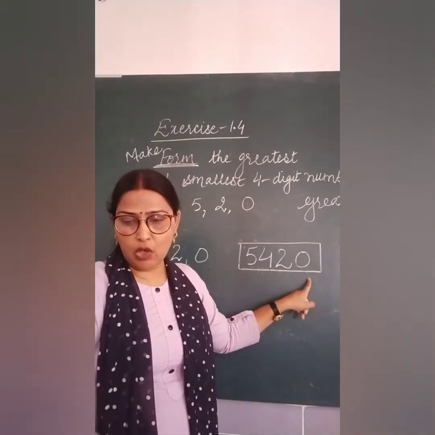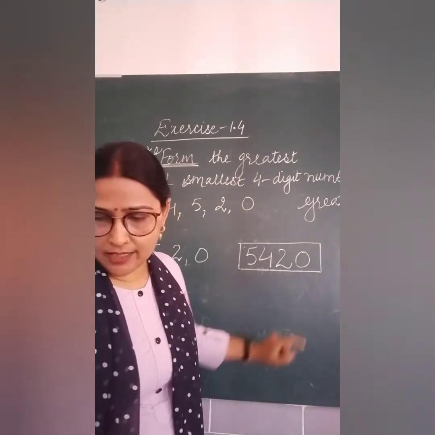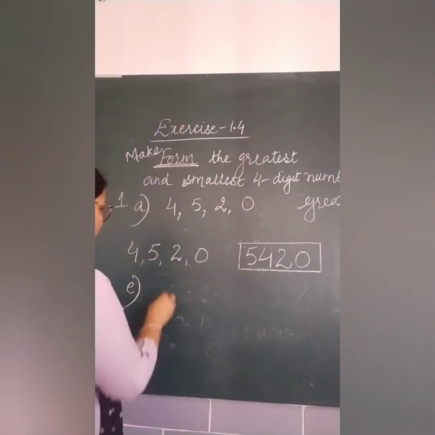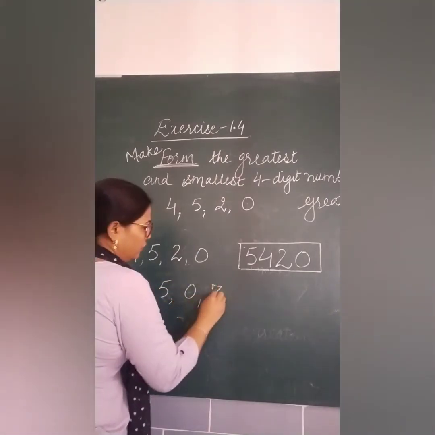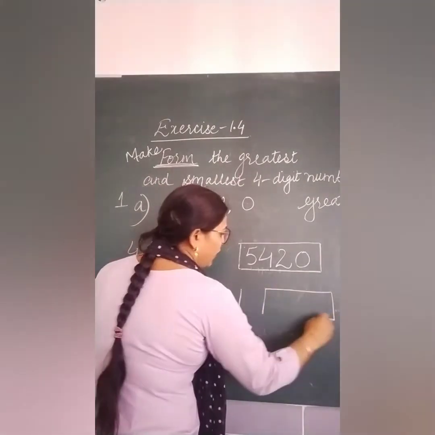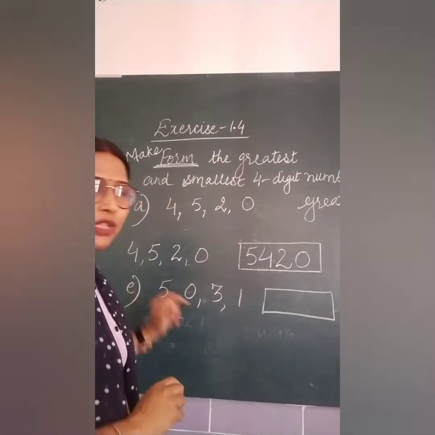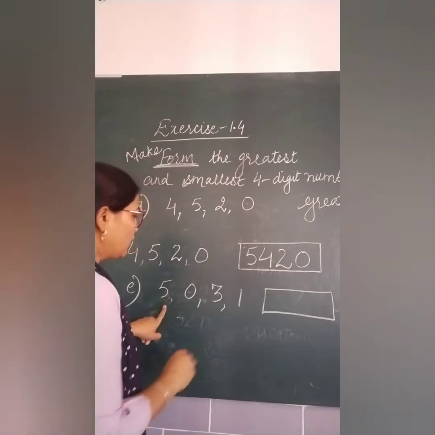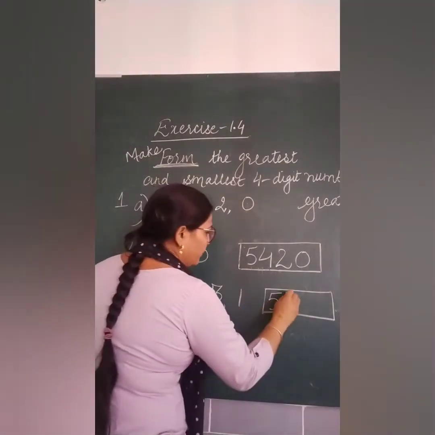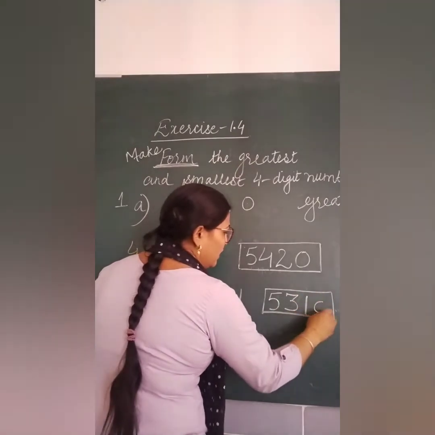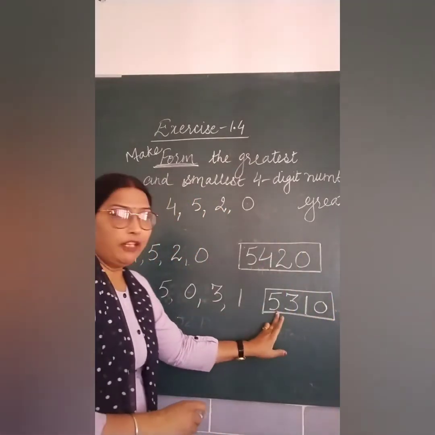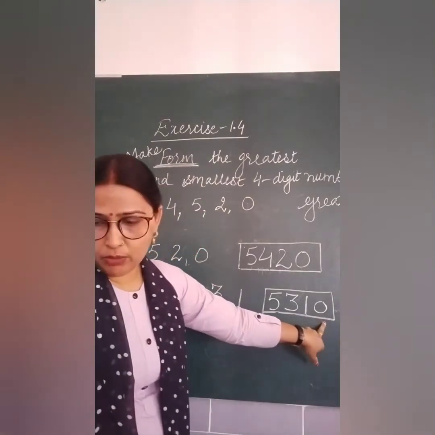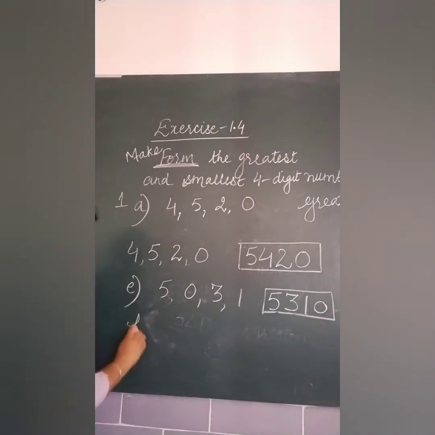Yes, now I am going to tell you one more part, that is E part. E part statement is there: 5, 0, 3 and 1, and we have to write the greatest number of these 4 digits. So we will arrange the digits in decreasing order. So we will write firstly 5, then 3, then 1, then 0. So we got 5310.